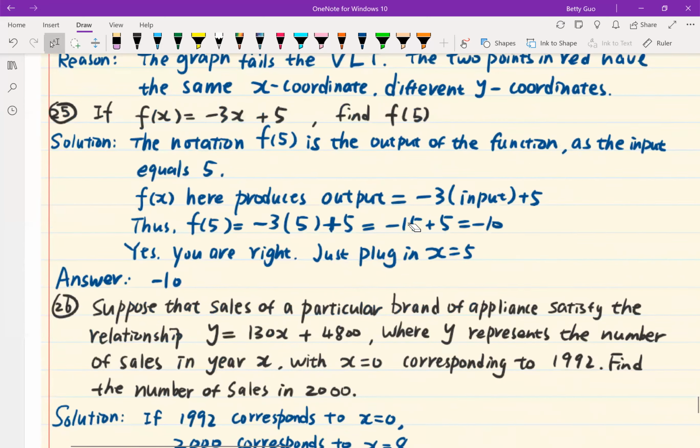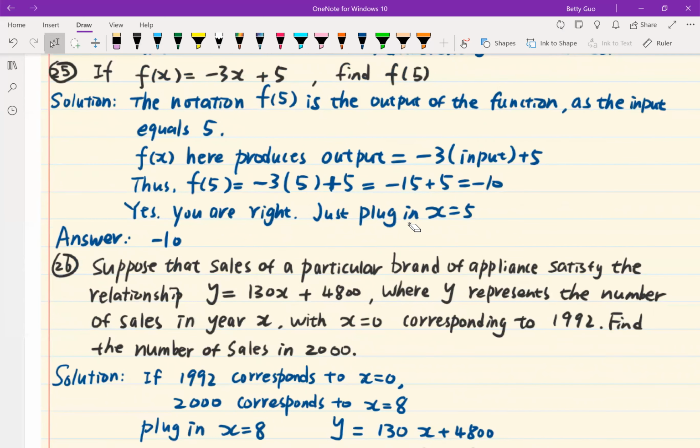Number 25. You are given a linear function, which is f of x equals -3x plus 5. Find f of 5. So plug in x equals 5. You have -3 times 5 plus 5. Multiply before addition. -3 times 5 is -15. -15 plus 5 gives you -10. So the answer is -10.